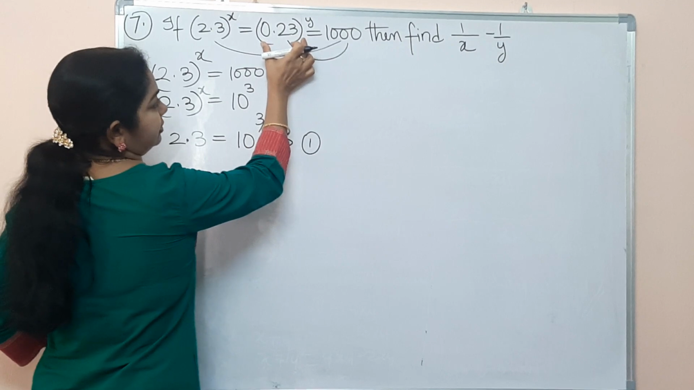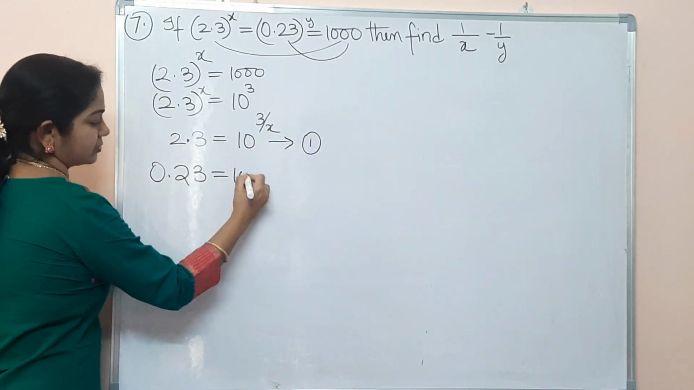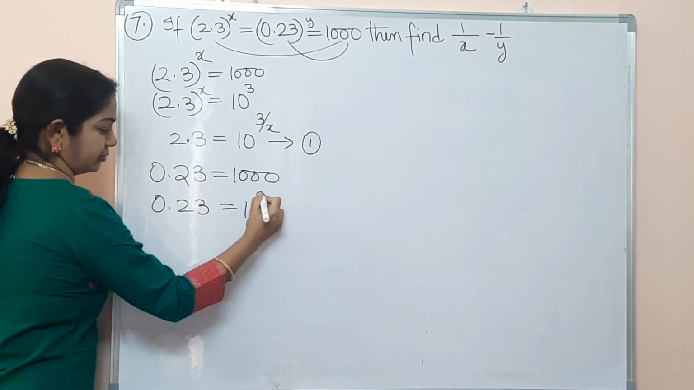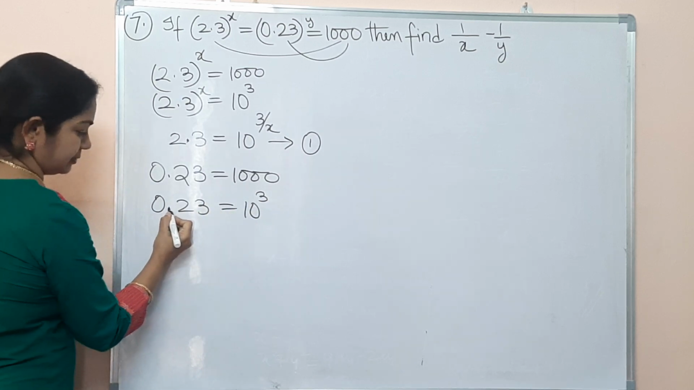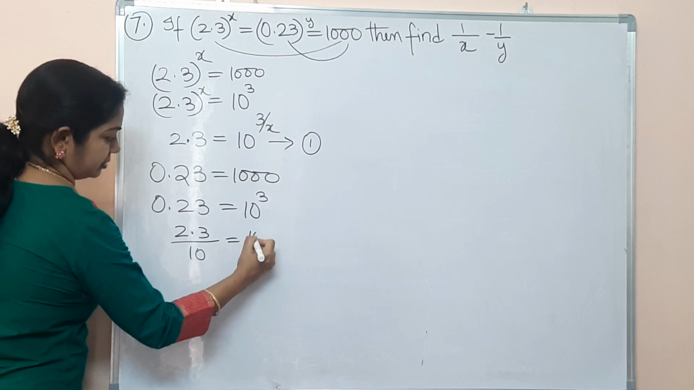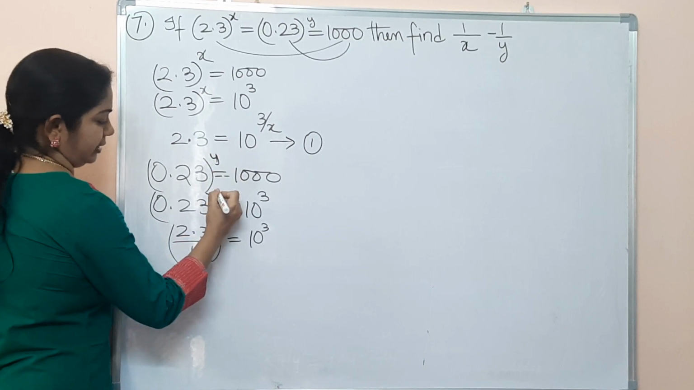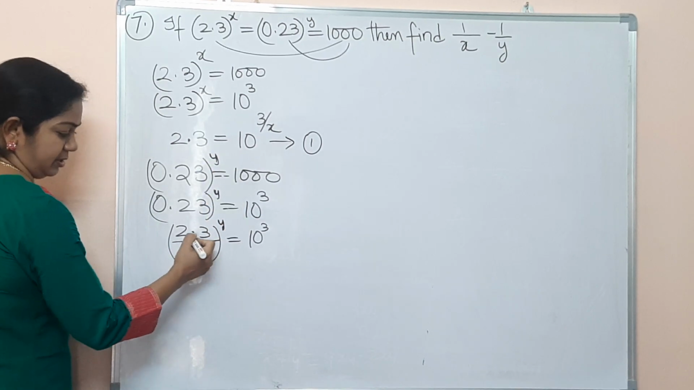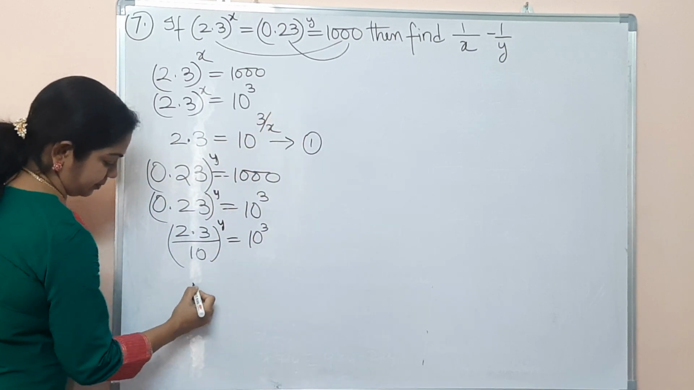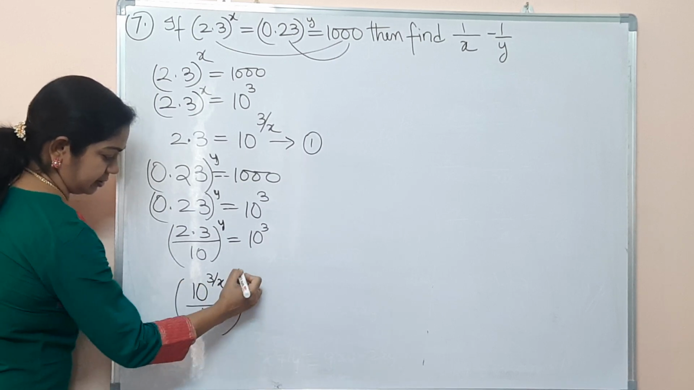Now we'll take this equality. Okay. The y part is equal to 1000. So 0.23 is equal to 10 cube. Now I'll bring the decimal part to this 2.3. That means it comes to 10, isn't it? 10 cube. Here 2 power y I've written. Now in place of 2.3 I'll replace 10 raised to the power of 3 by x by 10, again raised to the power.